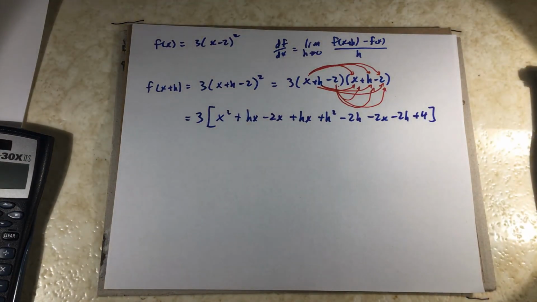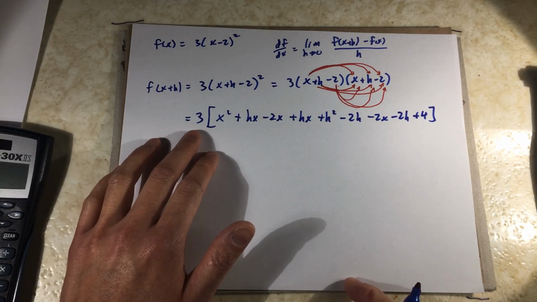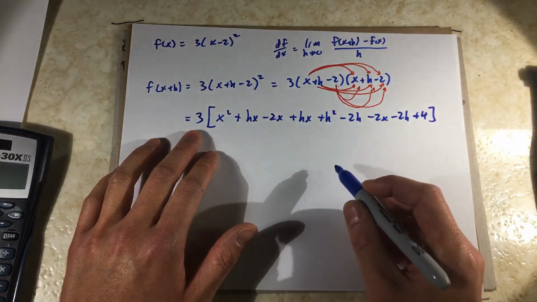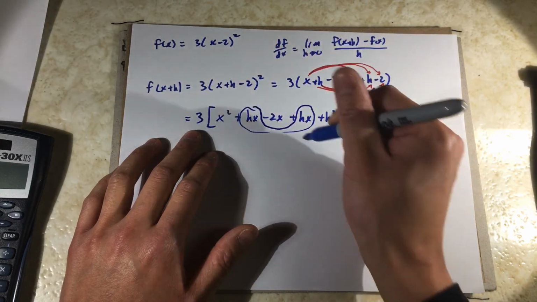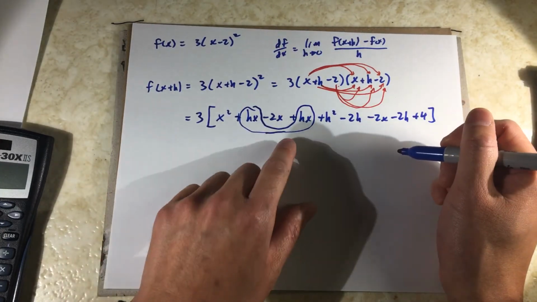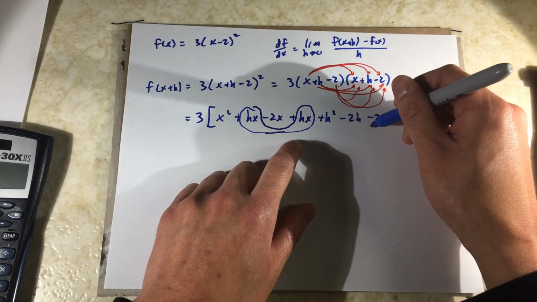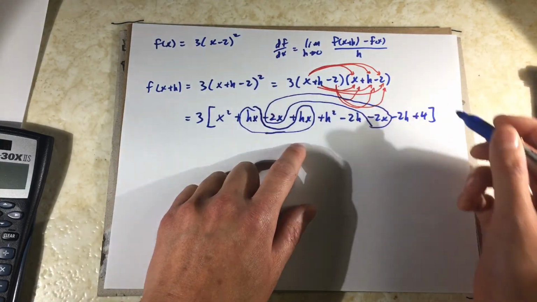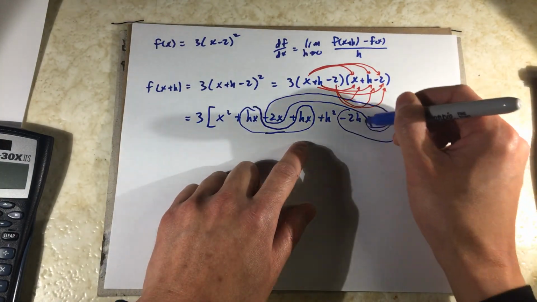All right. So I told you the algebra was a little bit more complicated, but what we're looking for now is to combine some common terms. So we have some hx's, right? So this and this we can combine. We have a negative 2x and a negative 2x, so we can combine this with this. And then we have negative 2h and negative 2h, so we can combine these two.